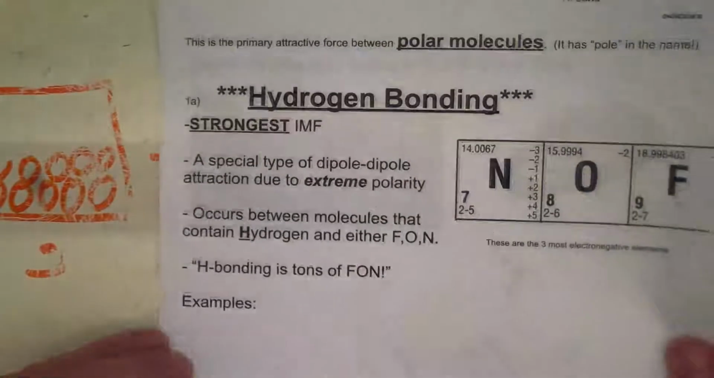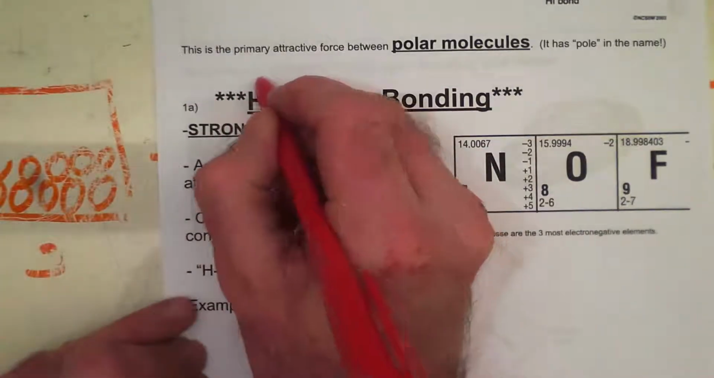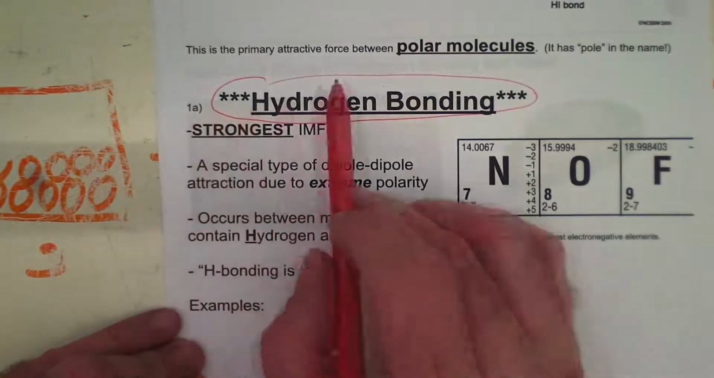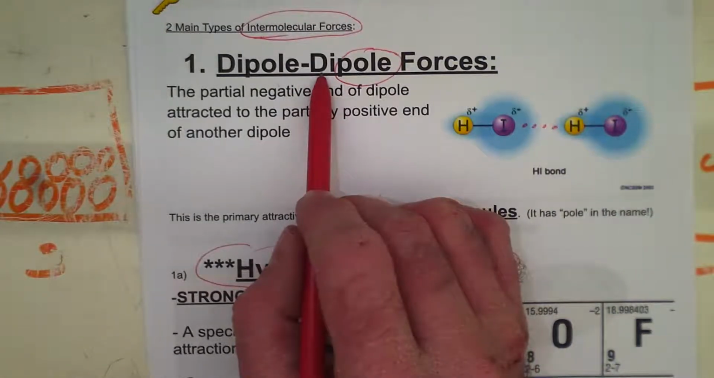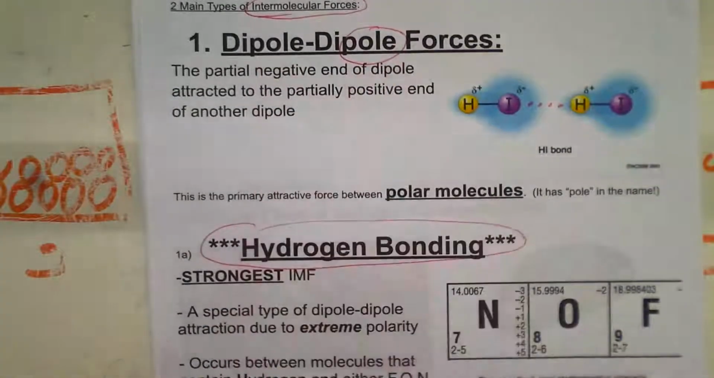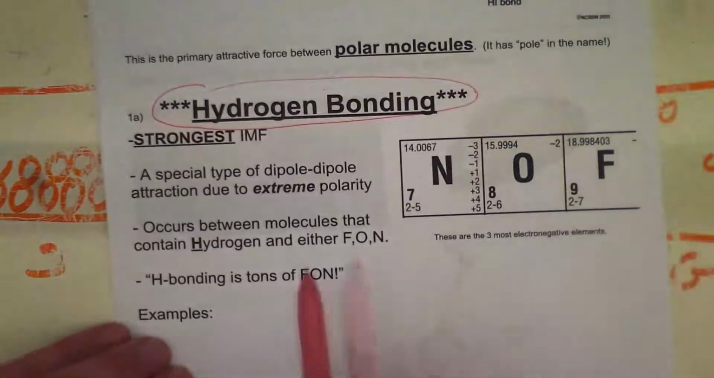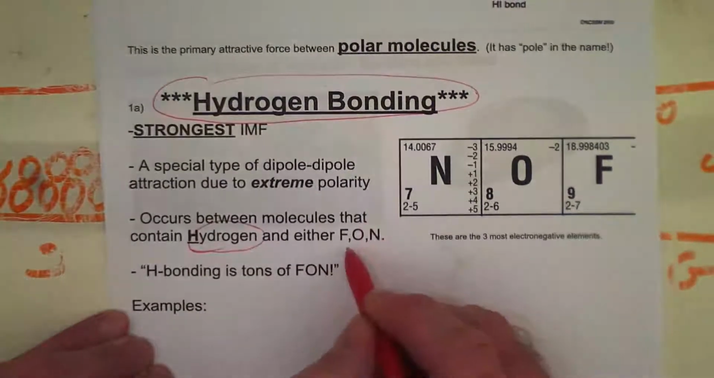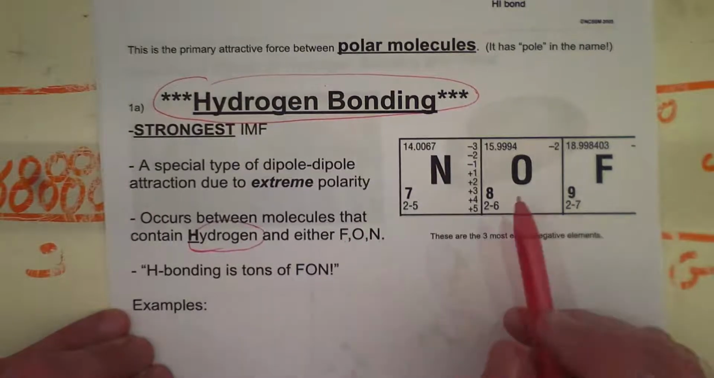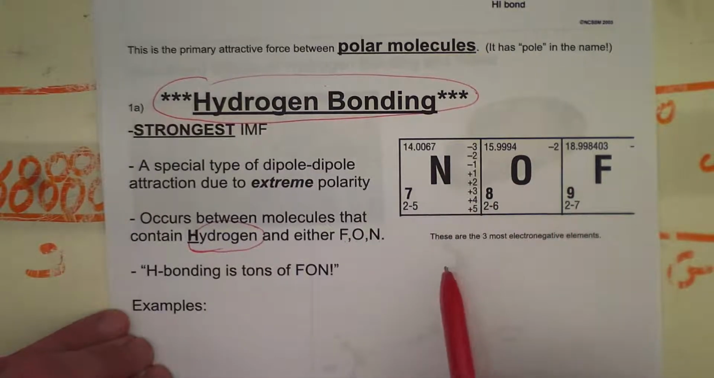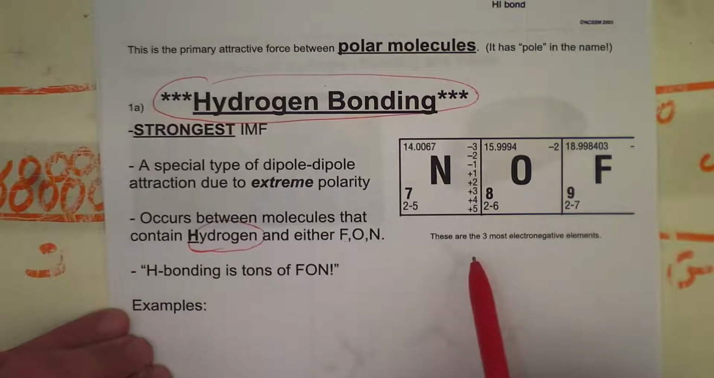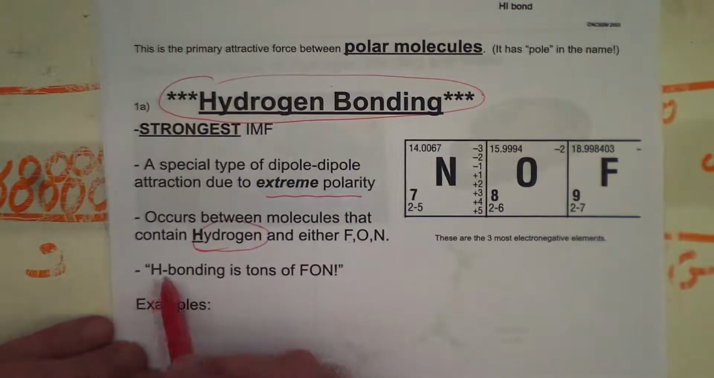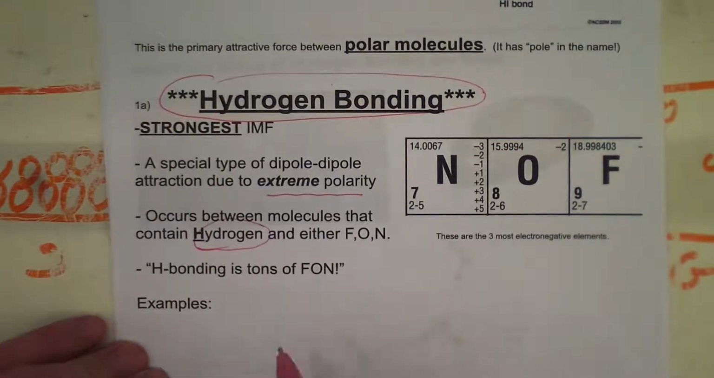Now, the one type of intermolecular force you actually have to know for Regents chemistry is this thing called hydrogen bonding. Notice I wrote 1A here. This is a type of this. So all hydrogen bonds are dipole-dipole forces. And this is a special kind of dipole force that exists between molecules that contain hydrogen and either fluorine, oxygen, or nitrogen. What's special about these three elements is that they're the most electronegative elements on the table, so they make really, really polar bonds. One thing I tell students is hydrogen bonding is tons of fun. That's how you're going to remember.